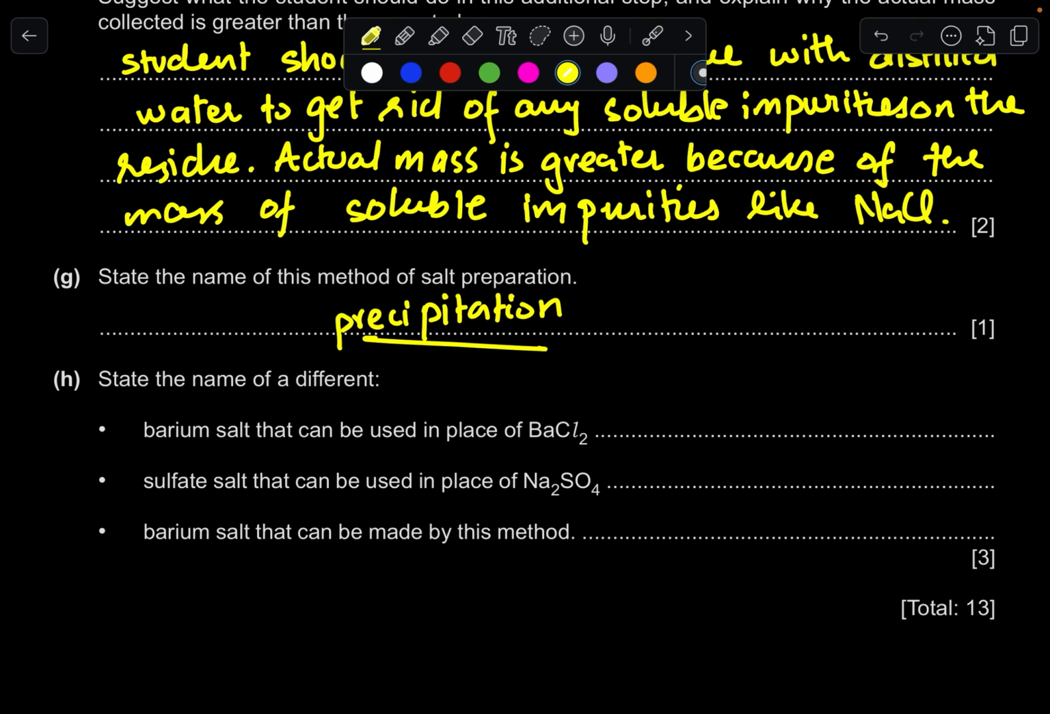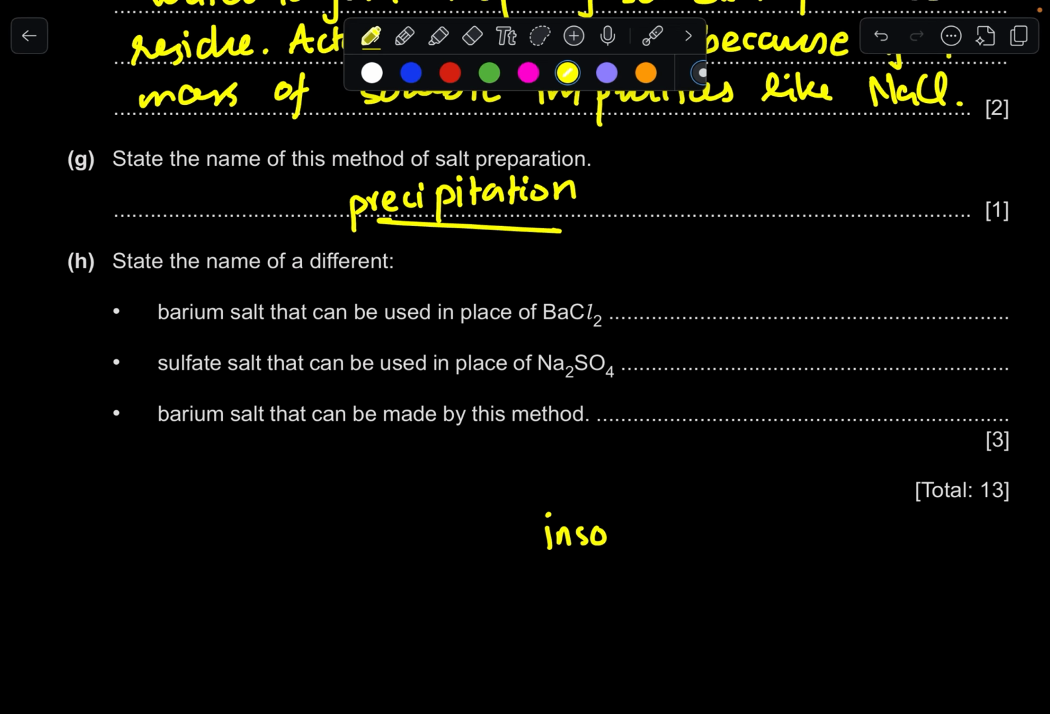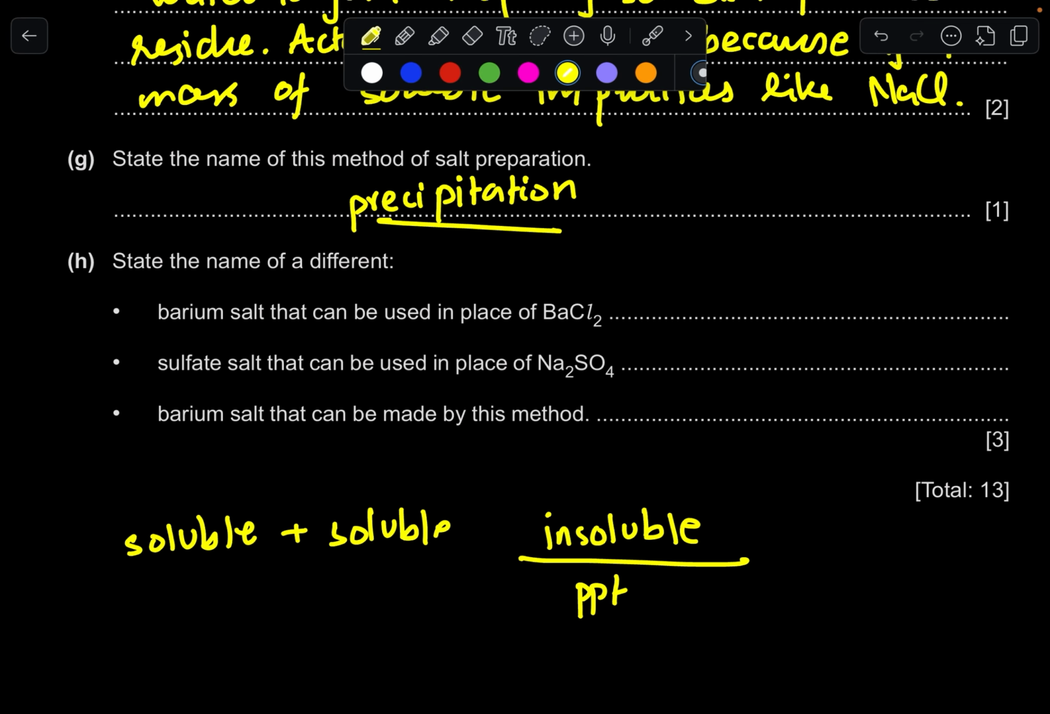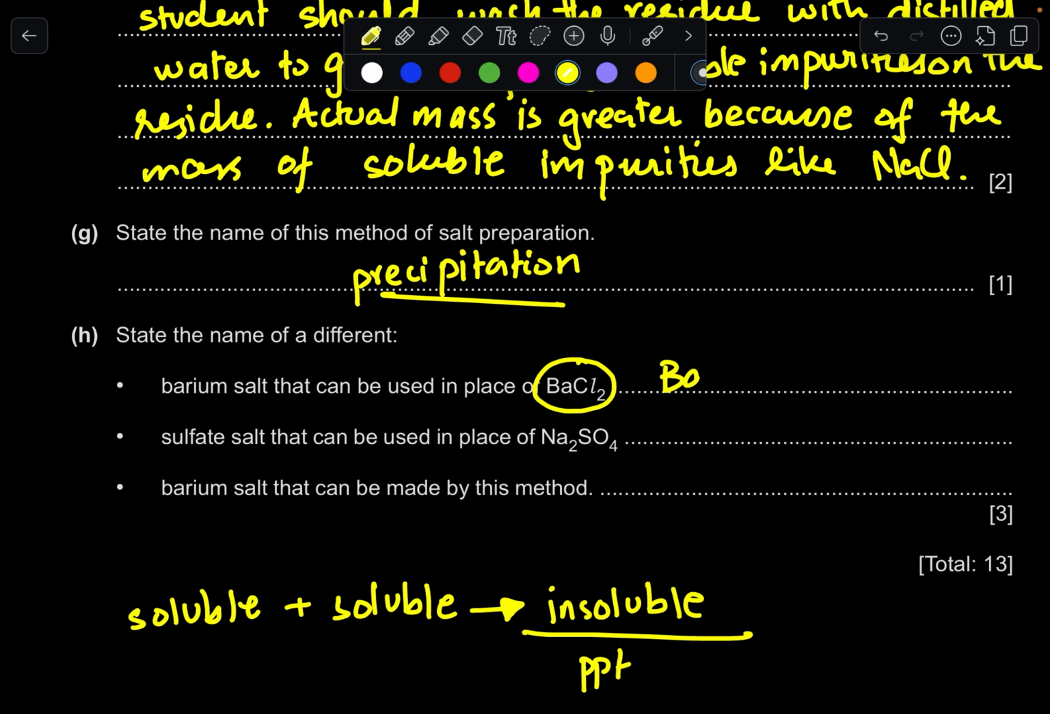State the name of a different barium salt that can be used instead of barium chloride. You just gotta remember that whenever you're making an insoluble salt through the method of precipitation, you gotta use two soluble salts. So over here, we're gonna use any soluble barium salt, so we're gonna use barium nitrate. A sulfate salt that can be used in place of Na2SO4: what kind of sulfate can we use? We can use sodium sulfate, or potassium sulfate, K2SO4. It's soluble as well.